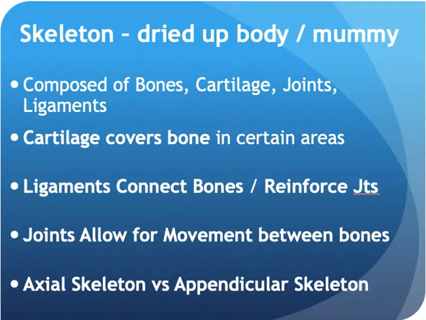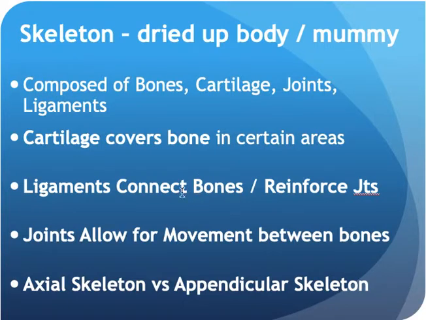So the first thing you want to look at is just the basic definition. You want to know that your skeleton, and again, we're talking about the bones and some other things, is basically just a dried up mummy, right? Dried up body. It's composed of bones, cartilage, joints, and ligaments. Your cartilage is going to cover bone in certain areas. We're going to talk about that as we get into arthritis, and especially when we get into the joint part of this unit.